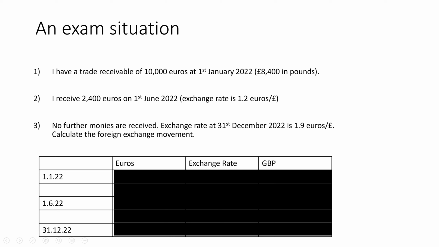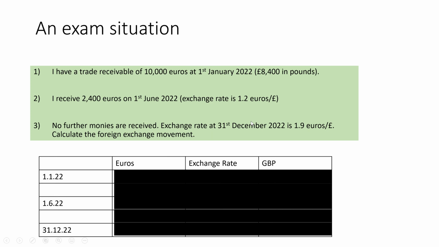Now, for these kinds of situations, I recommend you use a table. So you have four columns. First column is euros, then you have the exchange rate, then you have GBP. And then along the bottom you have the key dates. The first date is when the sale actually happened. Second date is when you receive some money, and then the third is the year-end date.